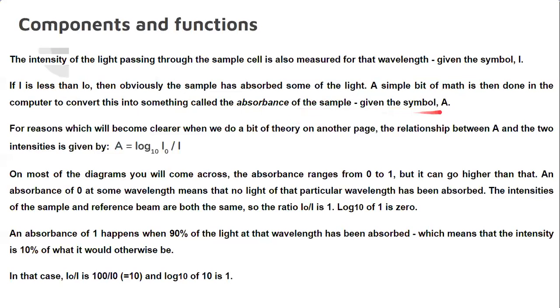And that will be denoted as A, for a reason which will become clear when we do a bit of theory on another page. The relationship between the absorbance A and the two intensities is given by A equals log 10 of I naught by I. That means you can say log I naught minus log I, the difference between the intensity of incident light and the intensity of transmitted light. Or you can say the intensity of light coming from the reference cell minus the intensity of light coming from the sample cell. That is what is observed.